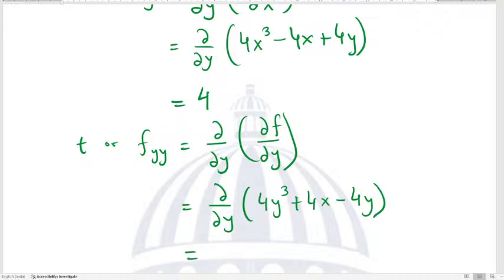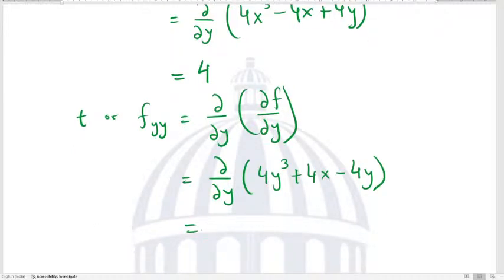Okay, now here, if you notice carefully, the first term has got a y. So that is the variable in this particular partial differentiation. So 4 is a constant that comes outside, and y cube becomes 3y square. So 4 multiplied by 3y square gives us 12y square. The second term has no y in it, so it's a constant. Differentiation of a constant is 0. Doesn't matter whether there is a plus or minus. It just vanishes.